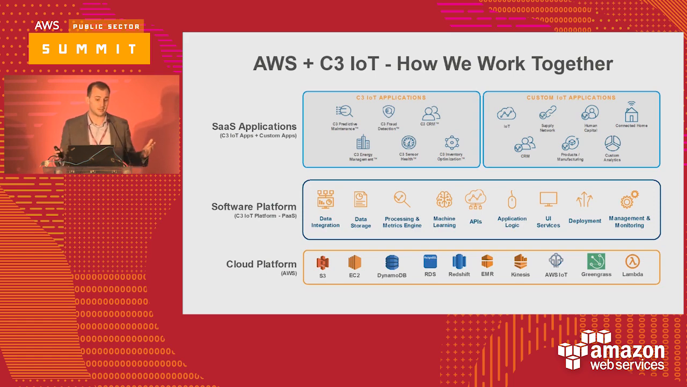And in order to do that, we leverage a lot of the great work that AWS does. Everything from S3, DynamoDB, RDS, Redshift, to EC2, EMR, Kinesis, AWS IoT, Greengrass, and many of the other services that are in the pipeline. So I'm excited to be introducing Bob here.